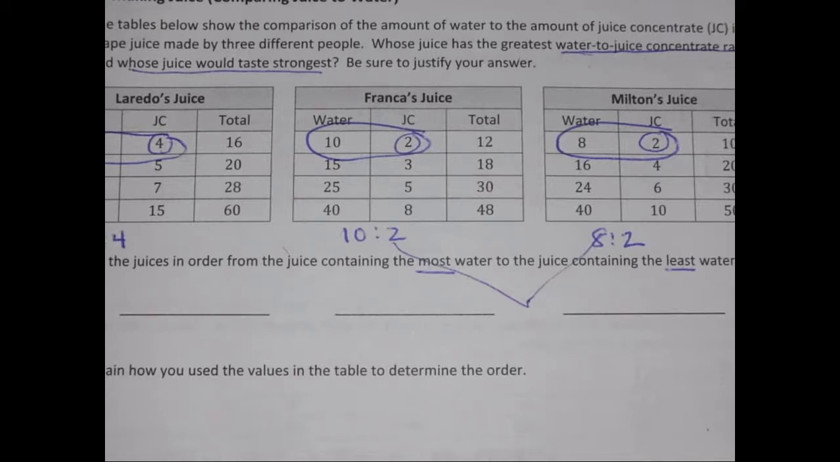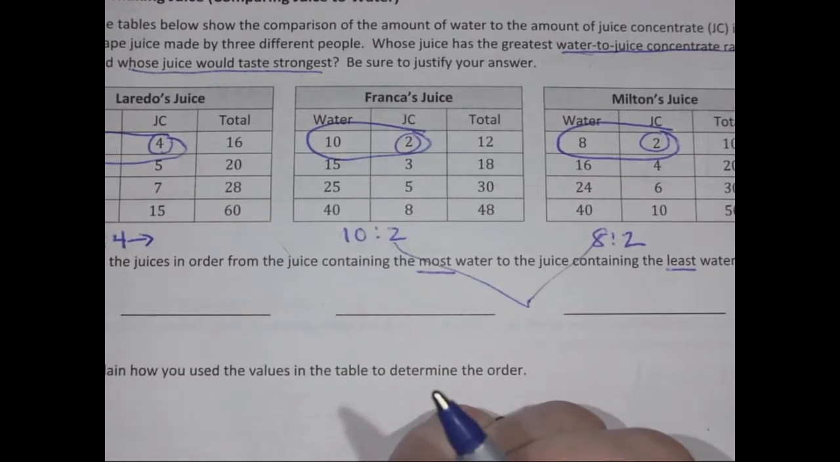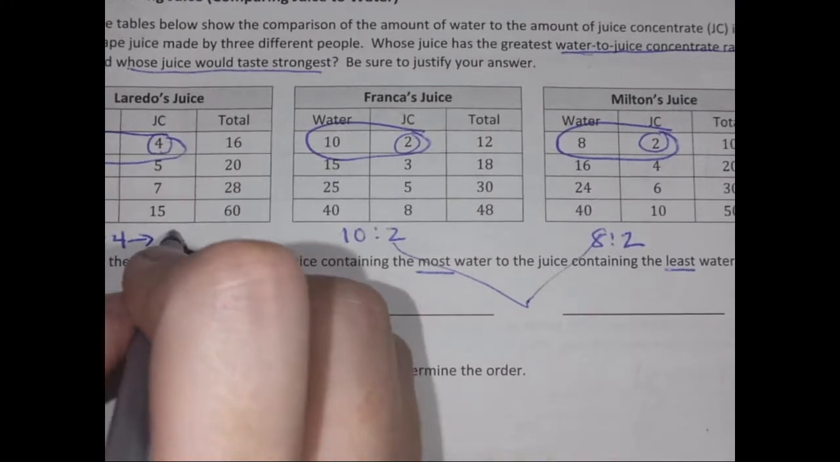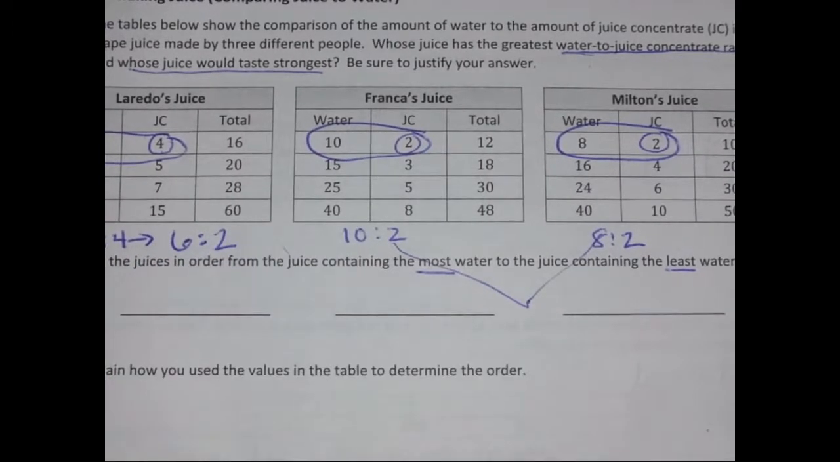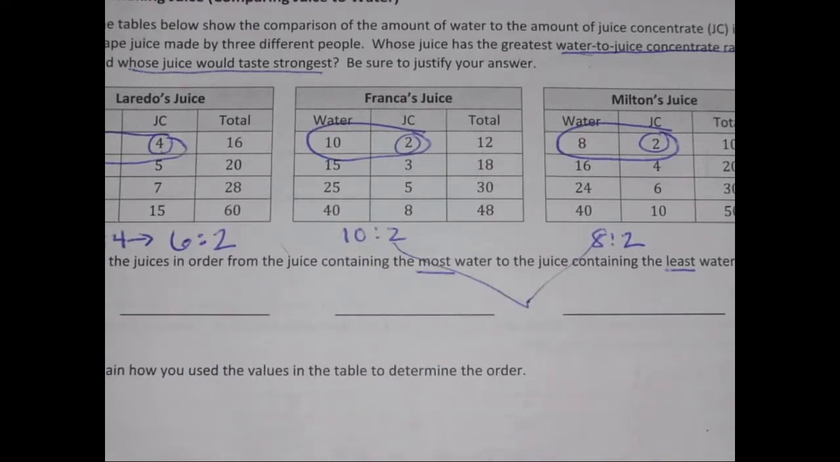Divide by. If I divide both numbers by 2, what ratio do I get? Say it. 6, 5, and 4. So now we're comparing the amount of water in each mixture when we have 1 cup of juice concentrate. Itzel, go ahead. Okay, so can we compare our juice fairly now? Yeah, we can. Whose juice has the most water? Dewey.